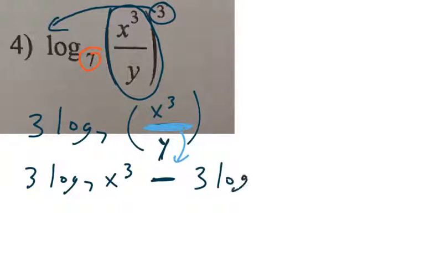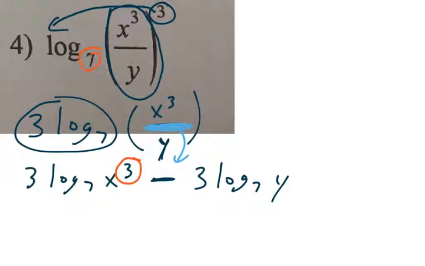3 log base 7 of y. Make sure you keep the 3 and the log 7 together. Basically, it's distributive property, right? Now what? Well, notice the 3 power right here. Couldn't I bring that in front and make it a multiply? Right? And that's what I'm going to do.